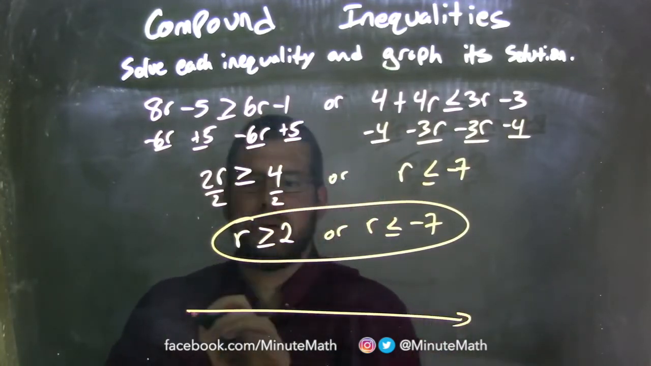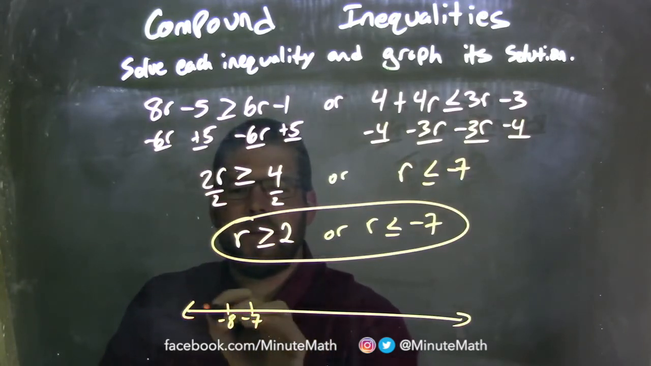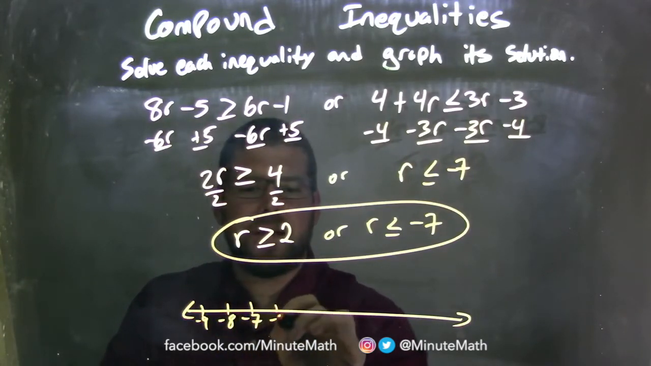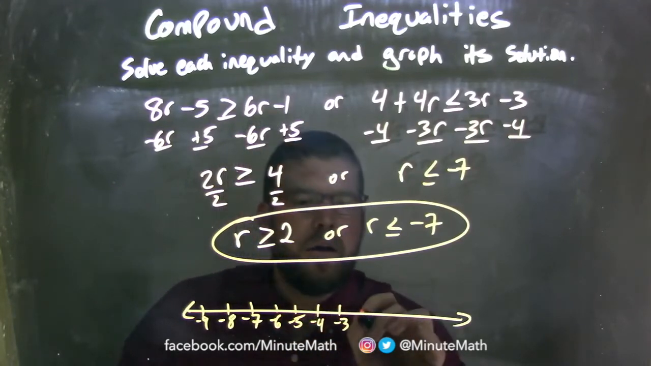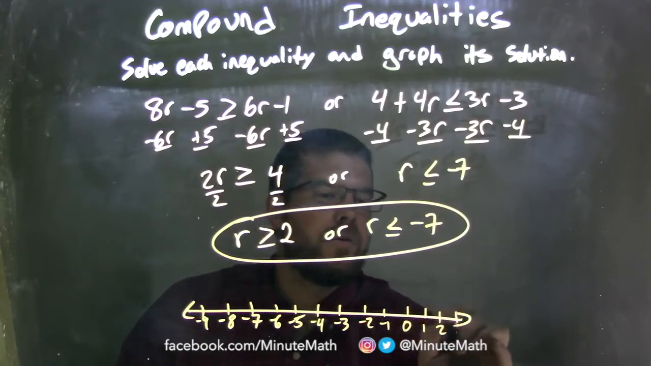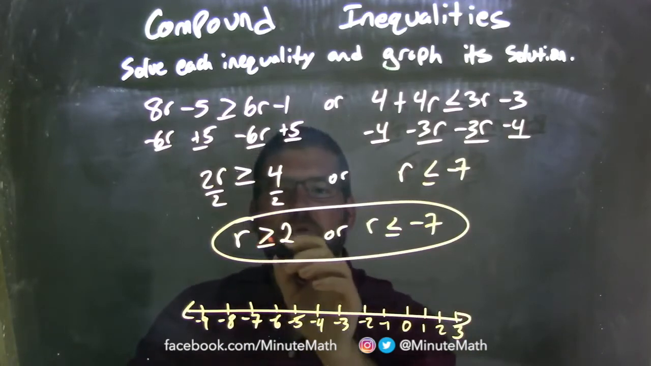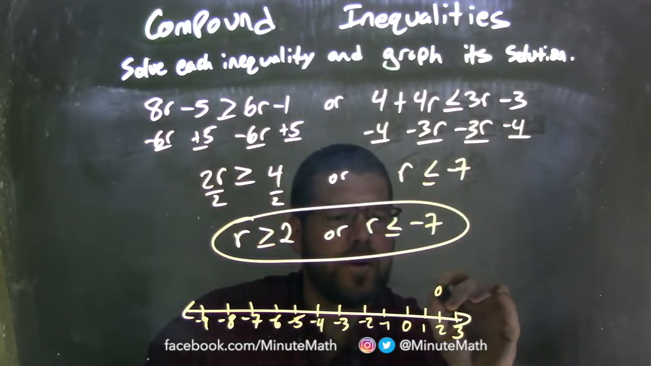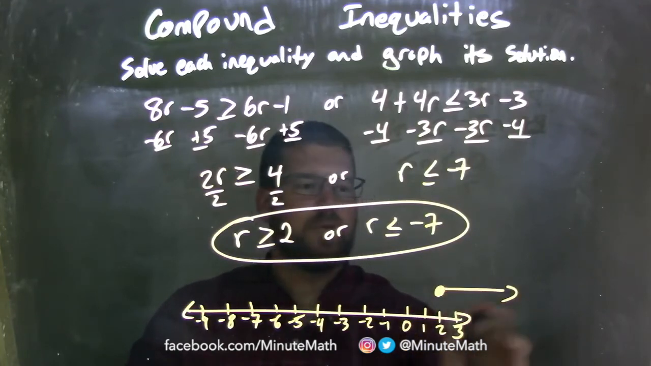So I draw my number line here. Okay. I'm going to include negative 7, and so negative 8 here, negative 9, negative 6, negative 5, negative 4, negative 3, negative 2, negative 1, 0, 1, 2, and we put 3 in here. Okay. Well, first one here, we said r is greater than or equal to 2. So I have a closed circle at 2 because it can equal 2. And r is also greater than 2, so I put my arrow to the right.